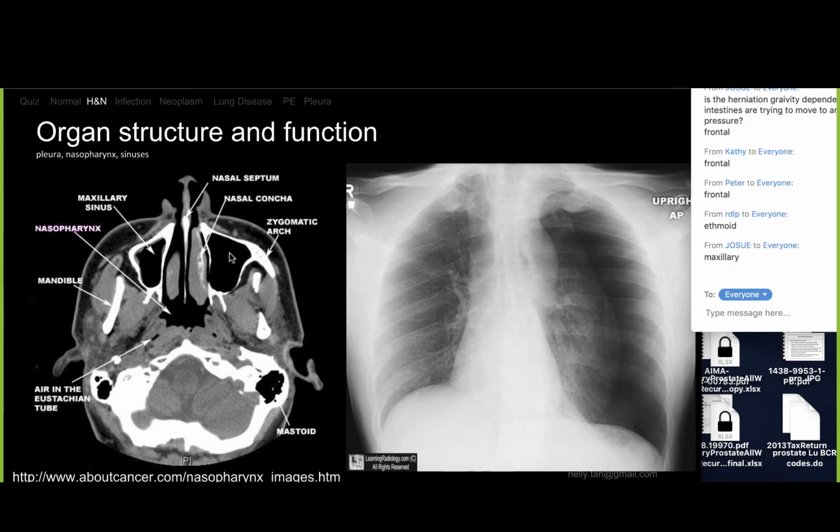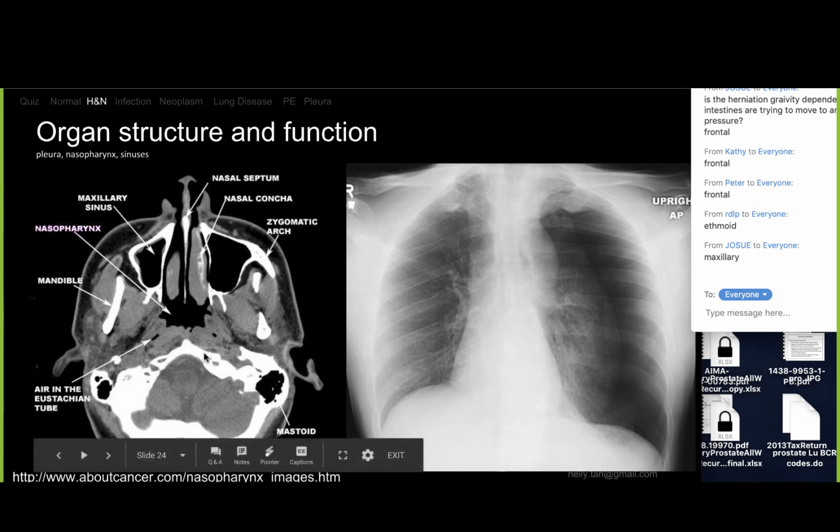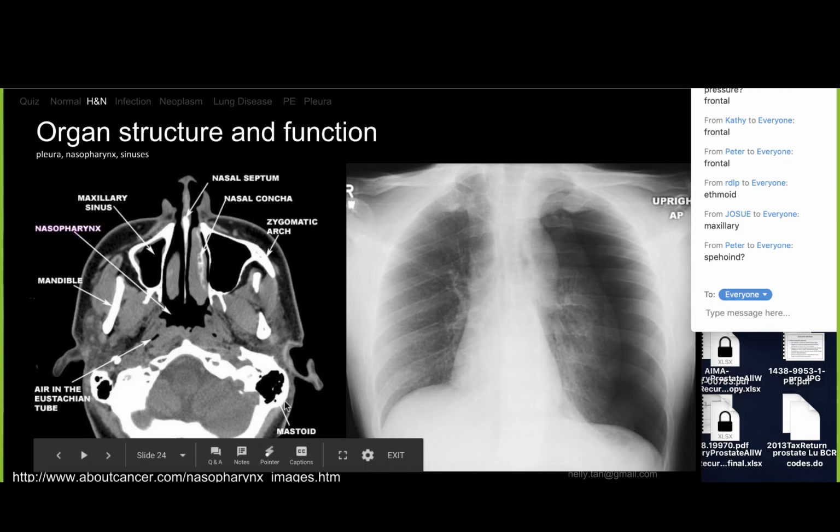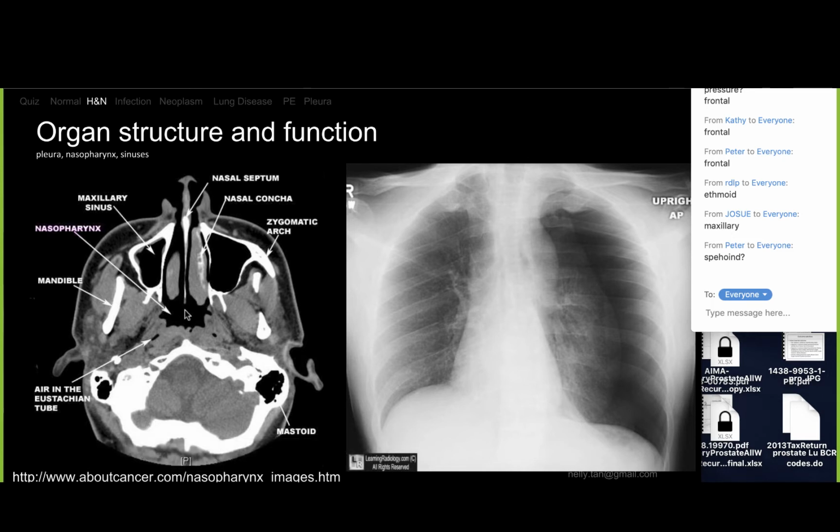Ethmoid, good. And the final one is posterior, up a little bit higher, below the pituitary. It's sphenoid. Okay, good. And then we also have mastoid air cells, and then there's the eustachian tube, and this is the nasopharynx here. This is the fossa of Rosenmuller.